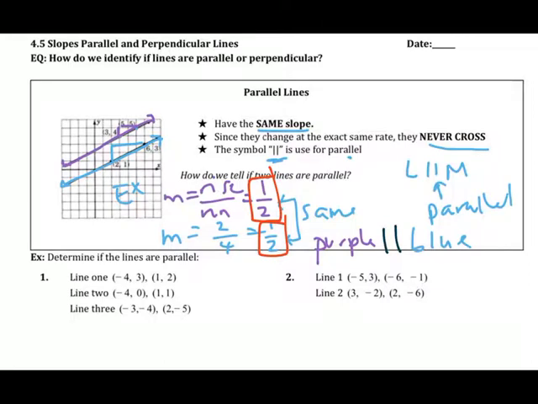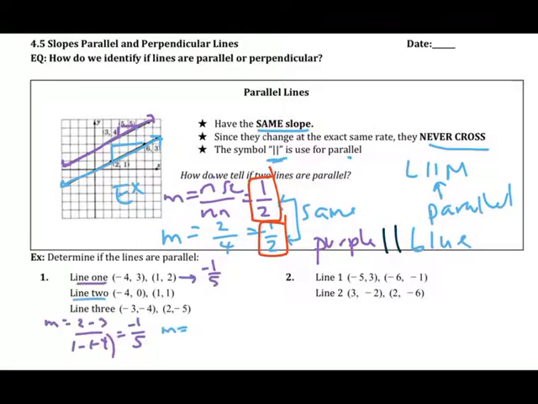So for examples 1 and 2, we are given information about lines and we are being asked to determine if the lines are parallel. So what do we need to do? We need to find the slope for lines 1, 2, and 3 on number 1, and for lines 1 and 2 on number 2. This is a great opportunity to review slope. Why don't you go ahead and pause the video and find the slope for each of those 5 lines.